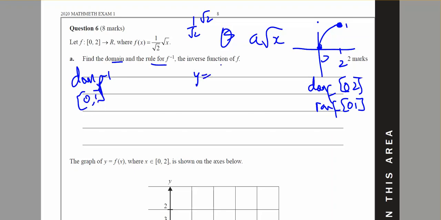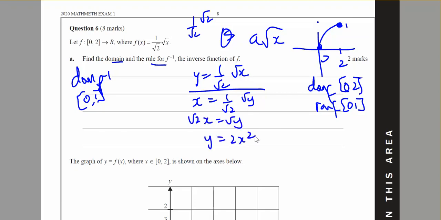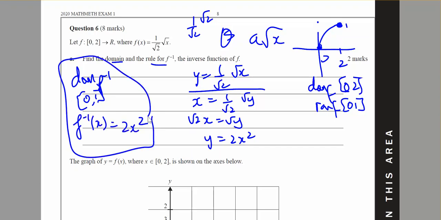So if y equals 1 on root 2 root x, the inverse will be x equals 1 on root 2 root y. So root 2x equals root y, y equals 2x squared. So the inverse of x equals 2x squared. And the domain is 0 to 1, I apologise.